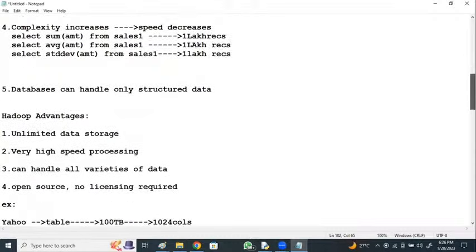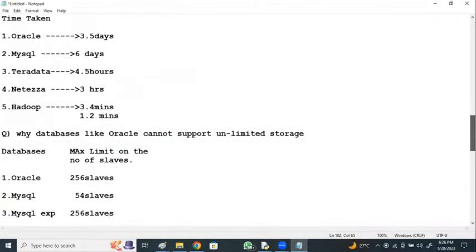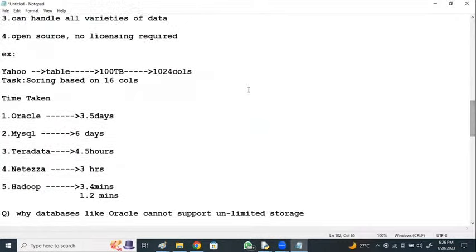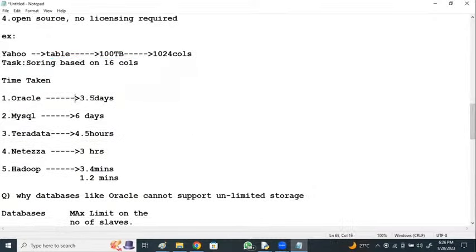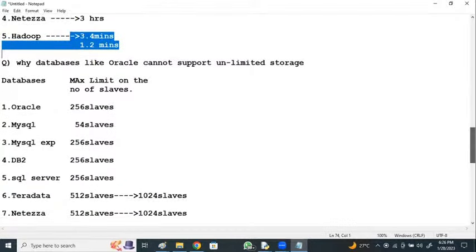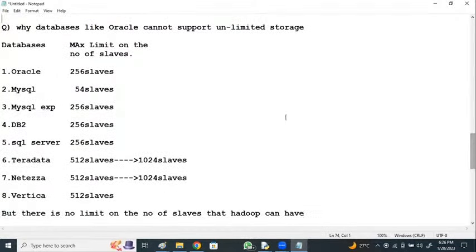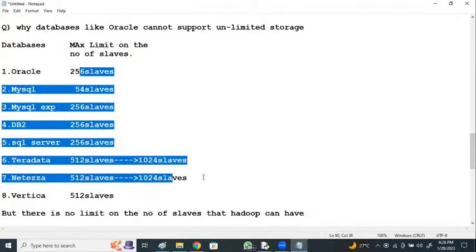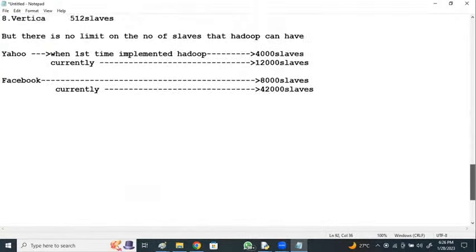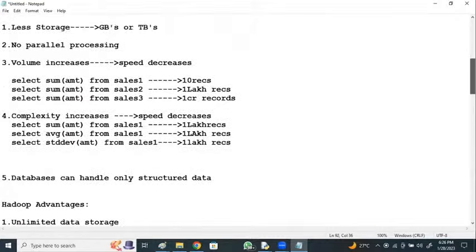Now see these advantages. Some tests were conducted by Yahoo to check the speed of these databases, where Hadoop has taken minutes of time, while the other things have taken days and hours. And why can databases like Oracle not support this? Because they have a limit on the number of slaves. Fine.